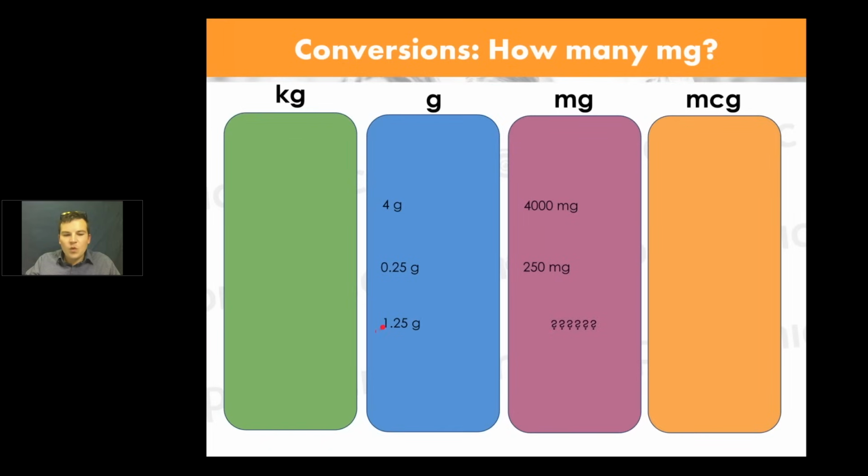1,250. So what do we do? 1.25, we multiply by 1,000. Very simple, 1,250 milligrams. Correct.